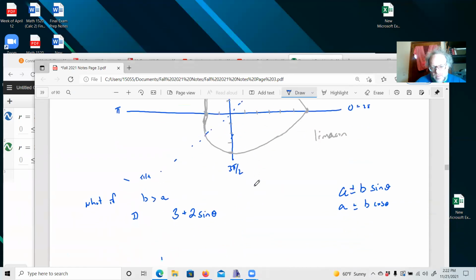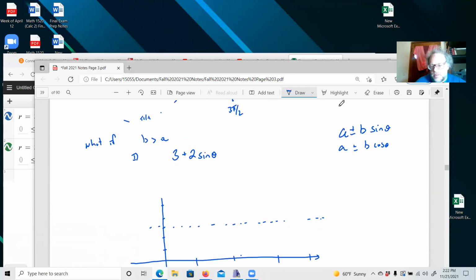This is not what I wanted. I wanted B greater than A. 2 is not bigger than 3. There, that works better. So again, here's my axis. Okay, now that we have the problem written down correctly.